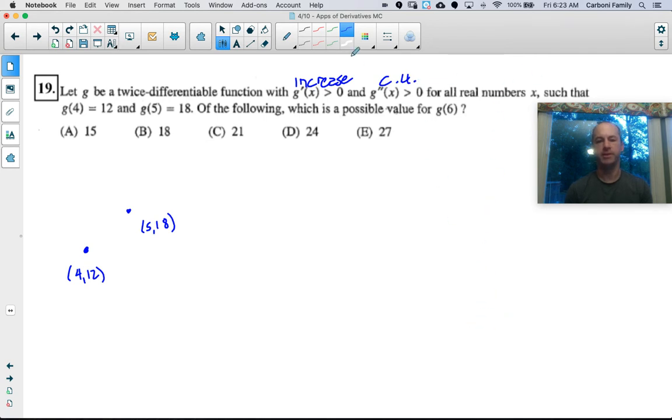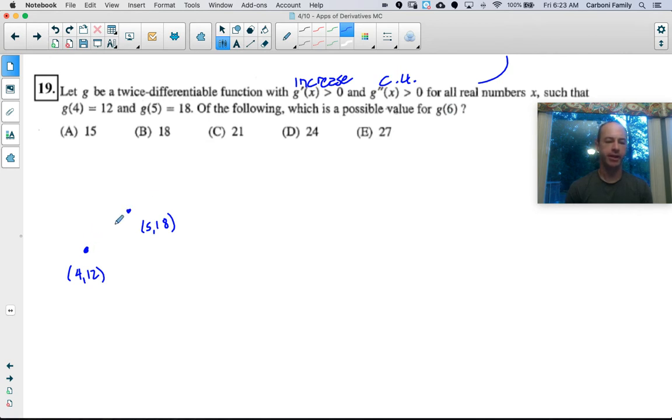So we're expecting G to look kind of like e to the x. That is an example of a function that is increasing and concave up. So it better look like this all the time, because it does say for all numbers x. Okay, they give you two values of G and ask what is a possible value for G of 6.